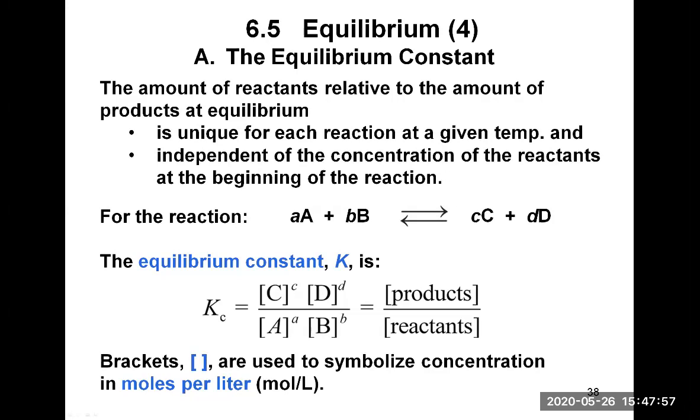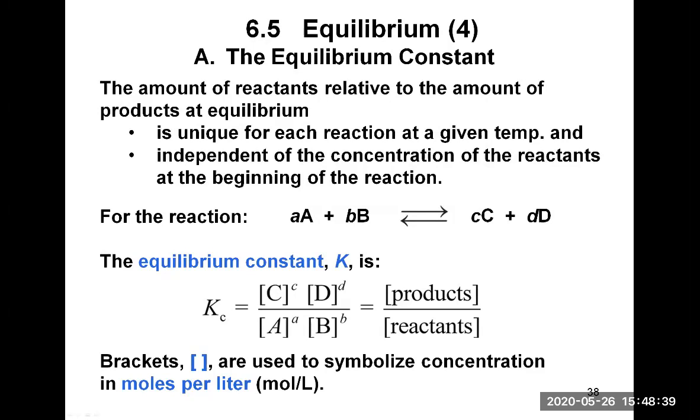So the equilibrium constant formula is that you take the concentrations of the products over the concentrations of the reactants. And if we use this generic formula here, it will look like this. It's the concentration of C with exponent lowercase c times the concentration of D with exponent lowercase d, over the concentration of A with exponent lowercase a times the concentration of B with exponent lowercase b.